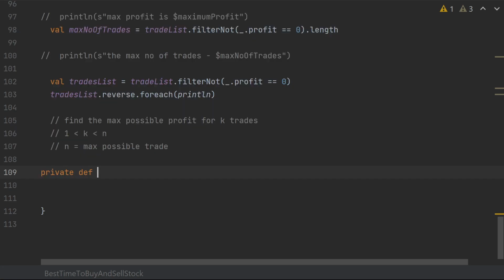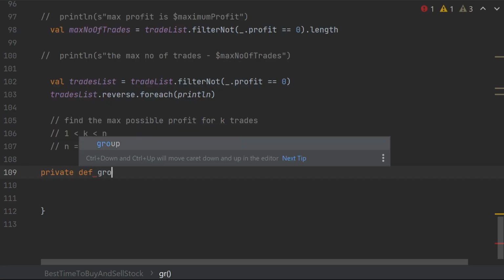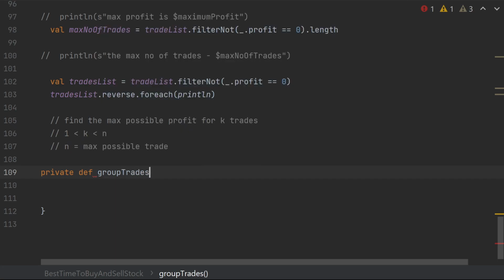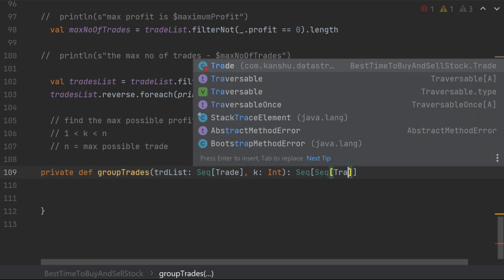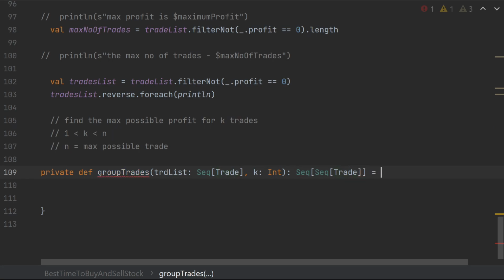So let's implement the group trades first, that is groupTrades. It is going to have the trade list, which is a sequence of trade. Alright, it will have the value number of groups, that is k, an Int. It is going to return a grouped value, so it is going to be a sequence of trade. Alright, now val first comma rest.